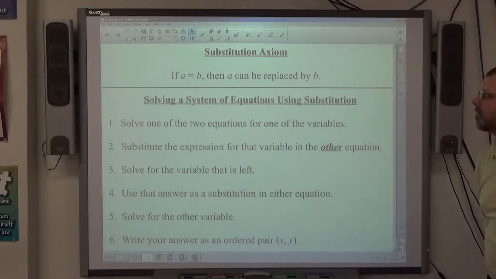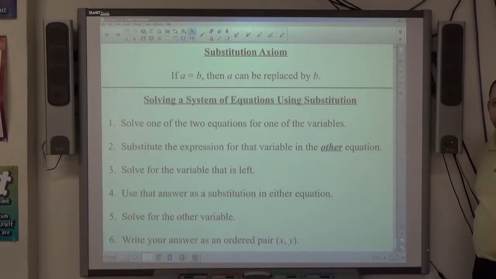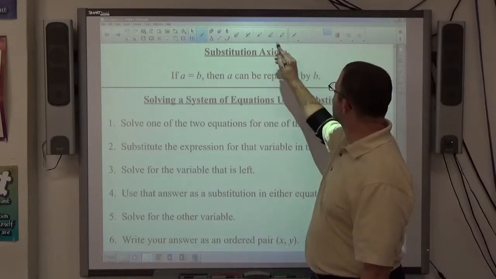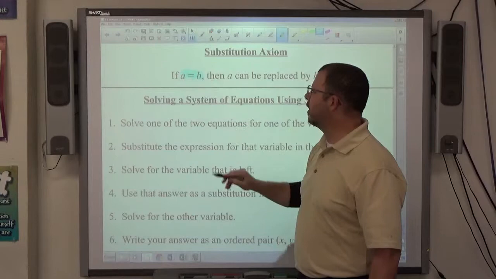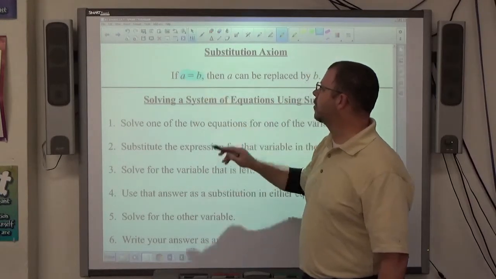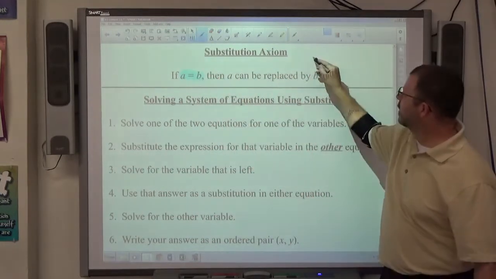Okay, the substitution axiom states if A and B are equal to each other, then A can be replaced by B. A lot of people get hung up on the way this looks and they think things have to look exactly like they are. A equals B just means that you have some object equal to some other object. It could look like this.